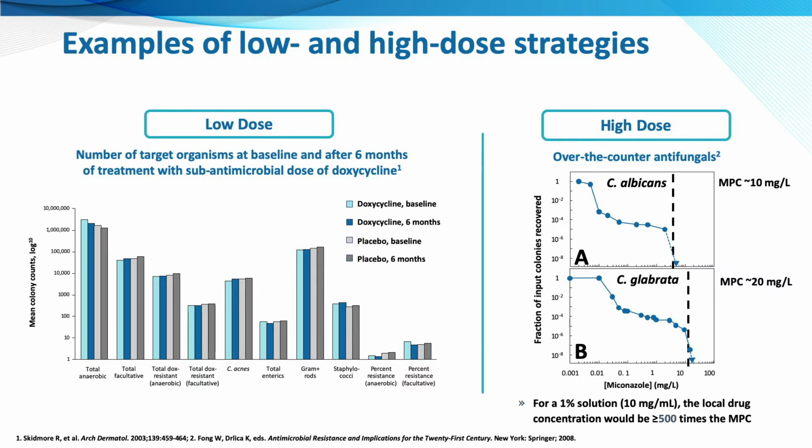The reason for that probably has something to do with the fact that the mutant prevention concentration for Candida albicans and Candida glabrata is about 10 to 20 milligrams per liter. Since the topical antifungals are usually 1% formulations, or 10 milligrams per milliliter, the local drug concentration would be more than 500 times the mutant prevention concentration, which would account for the lack of resistance to these products.